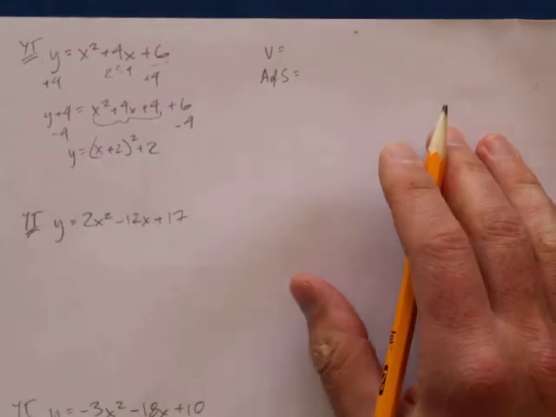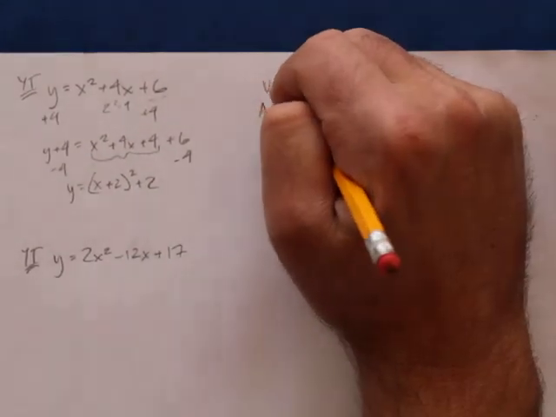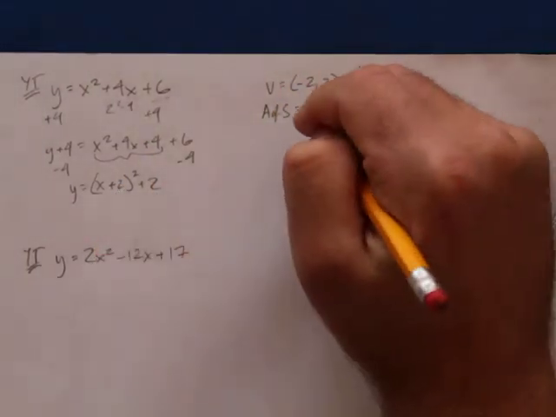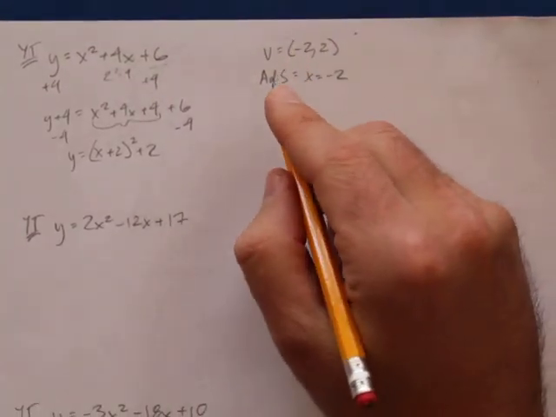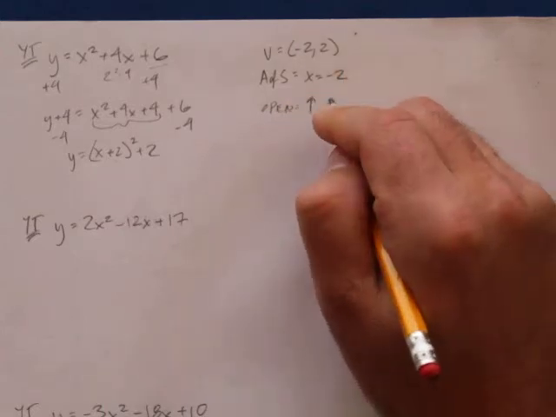And there I have written this in vertex form. My vertex is negative 2, positive 2. My axis of symmetry is x equals negative 2. And this is going to open up like this.